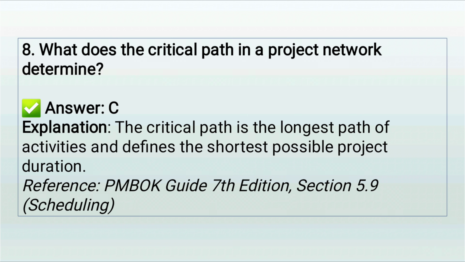Answer: C, longest path that determines project duration. Explanation: the critical path is the sequence of activities that determines the project's minimum duration. If any activity on the critical path is delayed, the entire project is delayed. It has zero float. It's essential for managing both time and expectations.